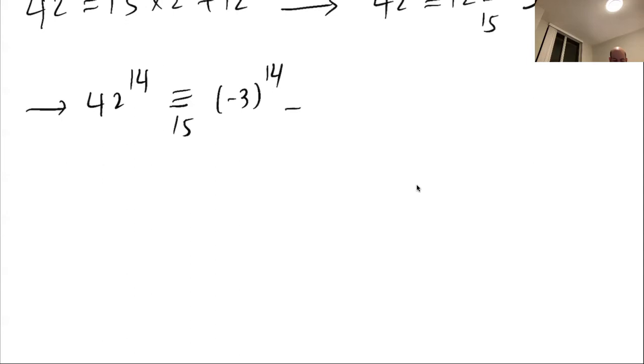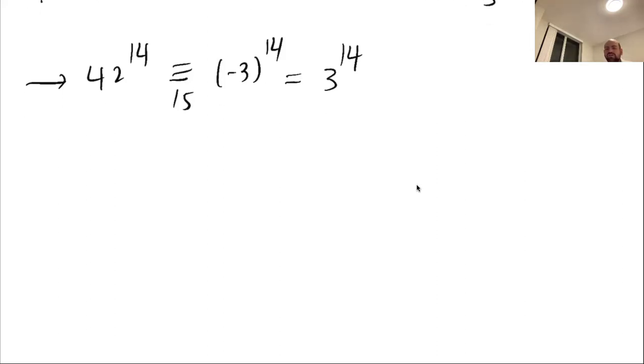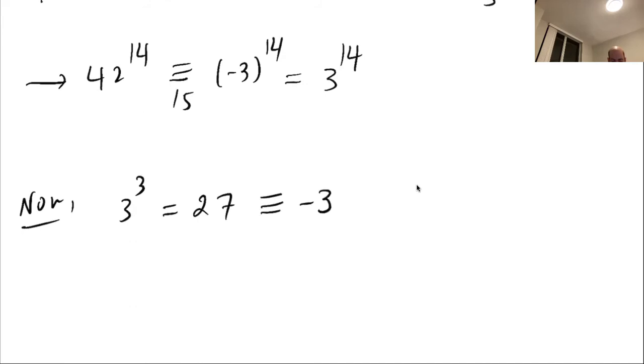And minus 3 to power 14, of course, is the same as 3 to power 14. Now I need 3 to power 14 mod 15. How can I do that? Again, I want to avoid computations as much as possible. So 3 to power 2 is 9. 3 to power 3 is 27. So let's start with 3 to power 3, which is 27. And 27 is congruent to minus 3 mod 15.